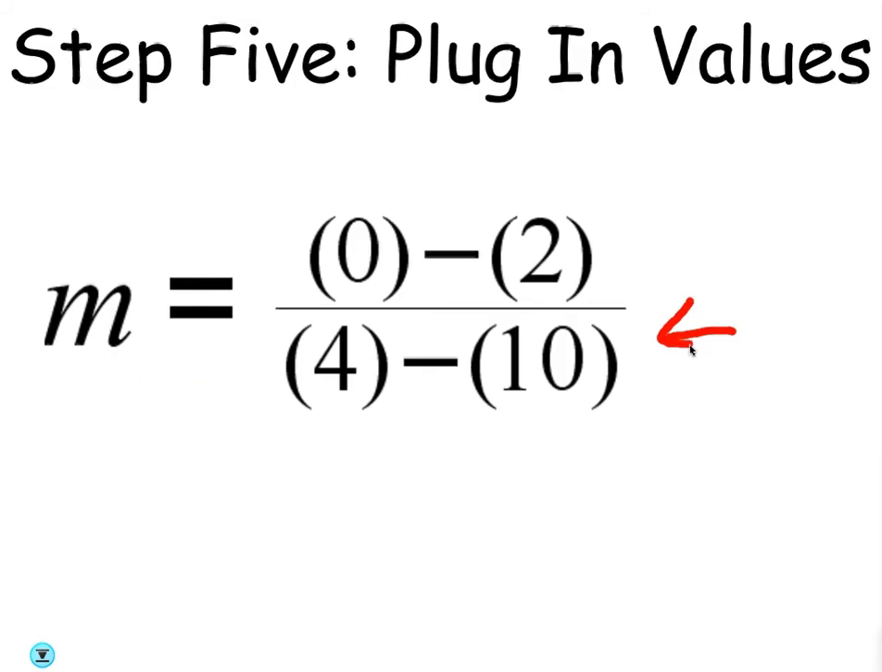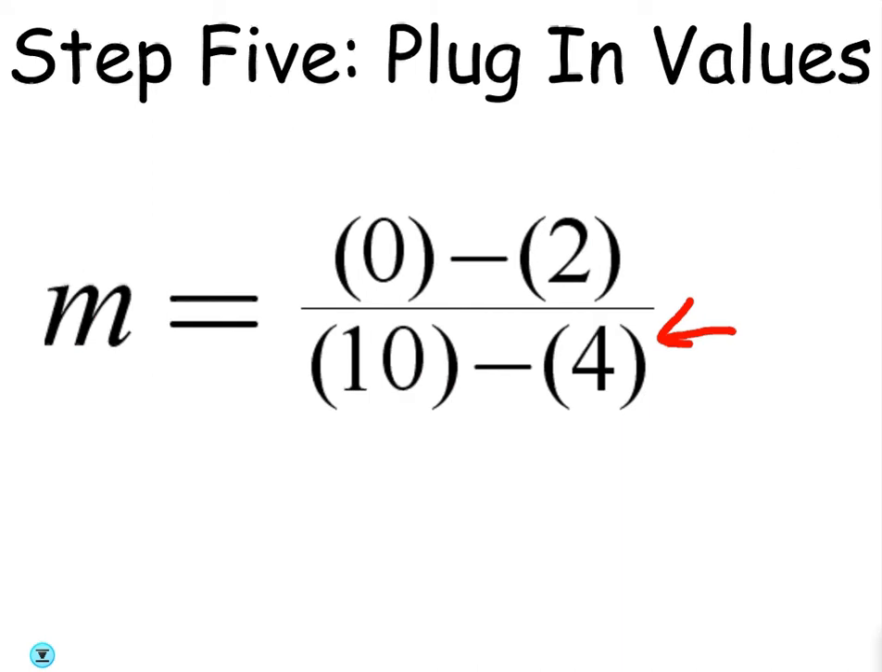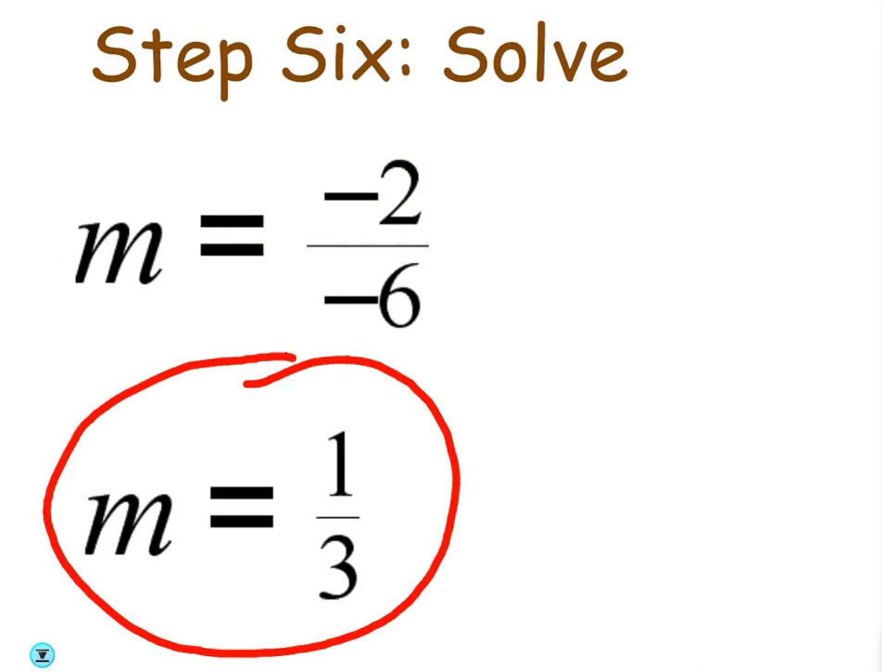4 minus 10. But wouldn't it be 10 minus 4? X2 minus x1. Are you right? You might be correct there. You are correct. It should be 10 minus 4, because this is your y2, right? And this is your y1. Correct. So, thank you for pointing that out. That's going to be negative 2 over positive 6, which gives you negative 1/3.